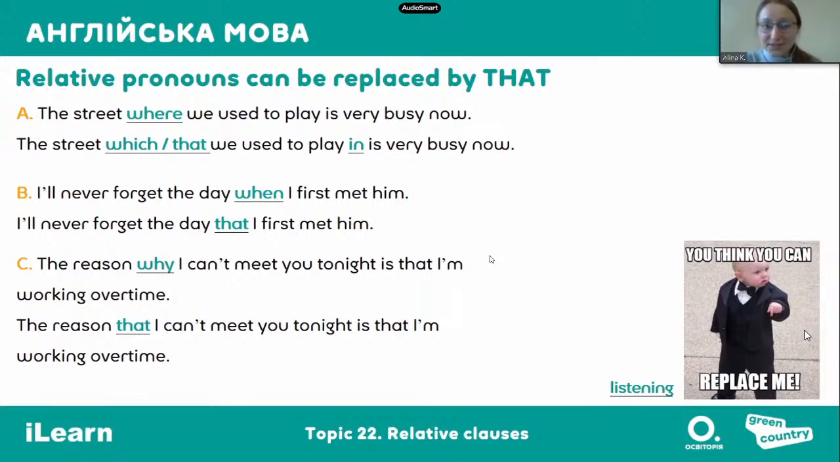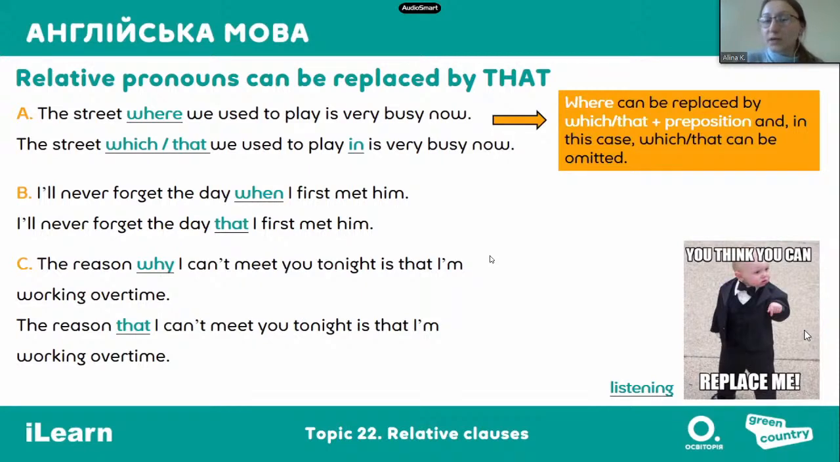So let's look at the first example. The street where we used to play is very busy now. The street which that we used to play in is very busy now. So actually the meaning of the sentence is the same. So we can replace, yes, where with which or that plus a preposition.